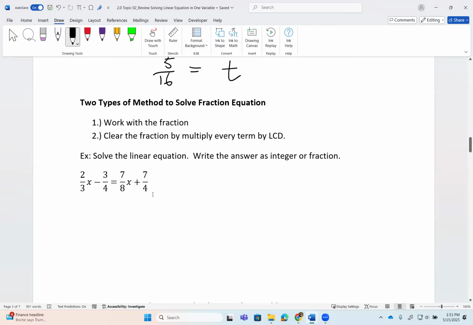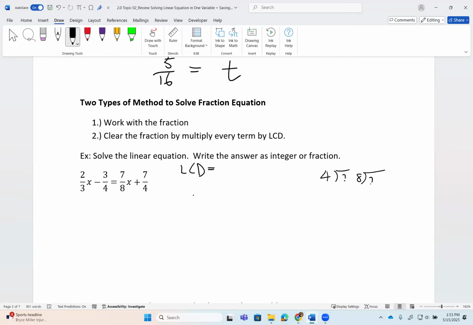Okay, so let me show you how to do number 2. I'm going to demonstrate how to clear the fractions by multiplying everything by the LCD. If you look at the denominators, I got 3, I got 4, I got 8. So the LCD between 4 and 8 has to be 8. The least common denominator is the number that 4 and 8 can both go into, the smallest number 4 and 8 can go into. That's basically the idea. So the answer will be 8, right? 4 can go into 8, 8 can go into 8.